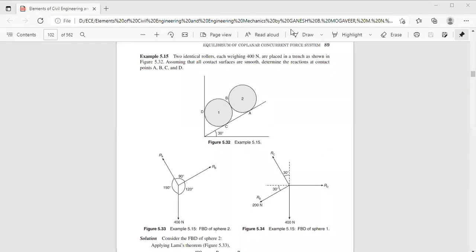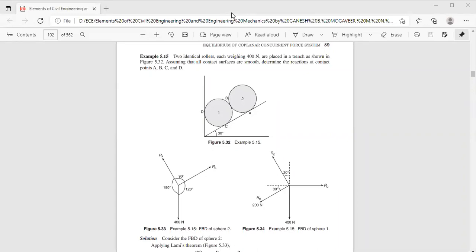What is the value? Can anyone? 577.85 Newton. So you got the value of RC. So you substitute the value of RC in equation 1, that is sigma F of x is equal to 0. That is, you will get RD.